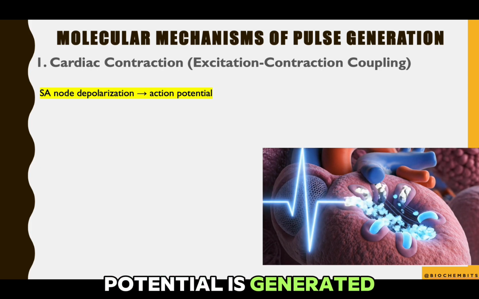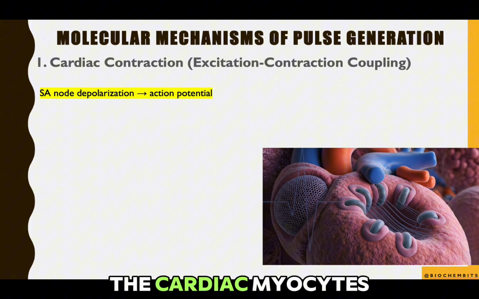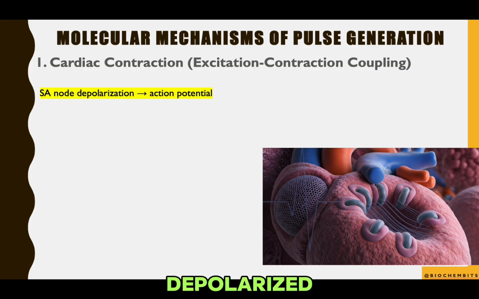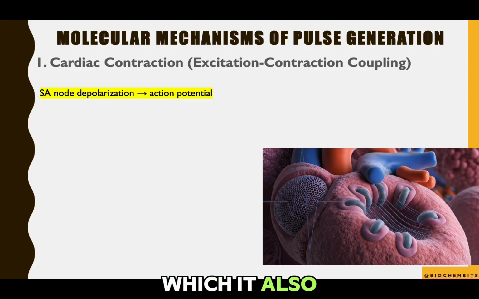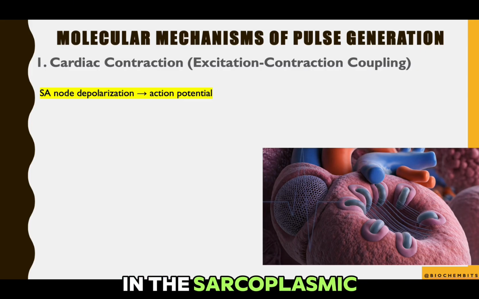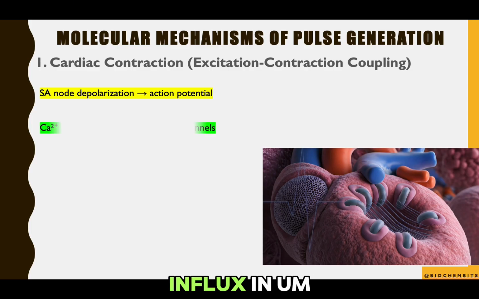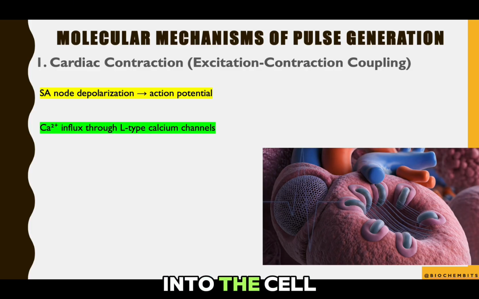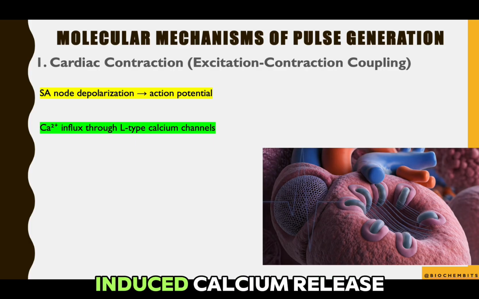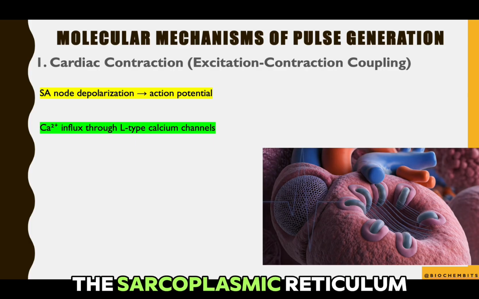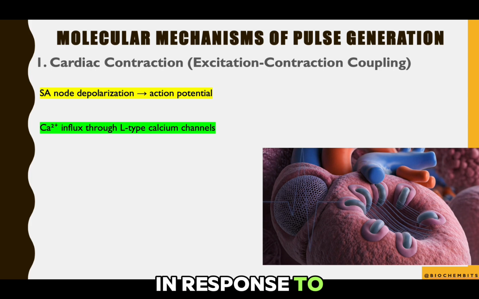When this action potential is generated, it leads to the depolarization of the cardiac myocytes, the membrane becomes depolarized, and then this leads to the opening of the voltage-gated calcium channels in the sarcolemma. And then we have calcium ions influxing through this channel into the cell. When there is enough calcium within the cell, it triggers the release of larger amounts of calcium, and this process is usually called calcium-induced calcium release, where the sarcoplasmic reticulum releases more calcium in response to a certain amount of calcium within the cell.